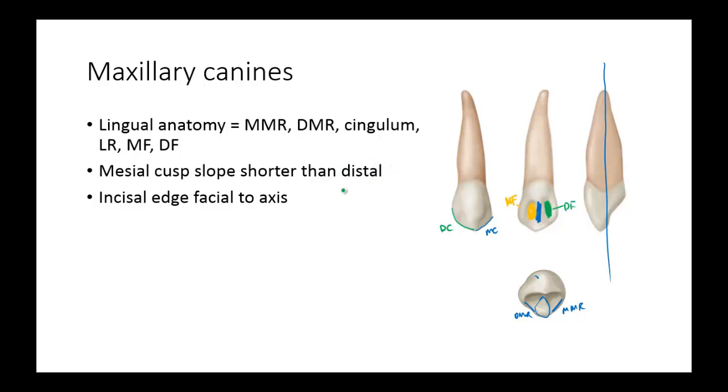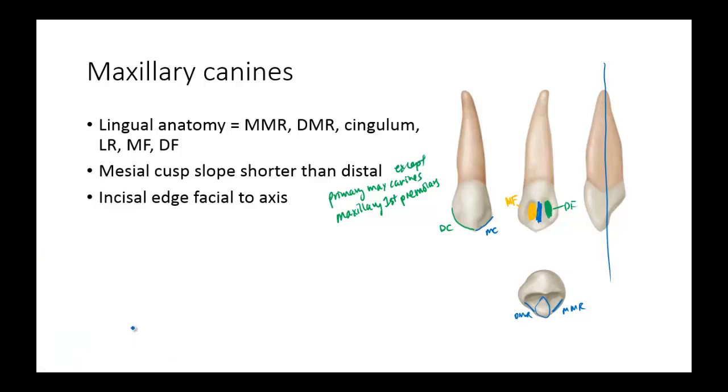The only exception to that is going to be the primary maxillary canines, and also the permanent maxillary first premolars. Let me rehash that. Anytime you have a tooth with one facial cusp, the mesial cusp slope is always going to be shorter than the distal cusp slope, except in primary maxillary canines and maxillary first premolars. So that pretty much covers the canines. Oh, actually, last thing.